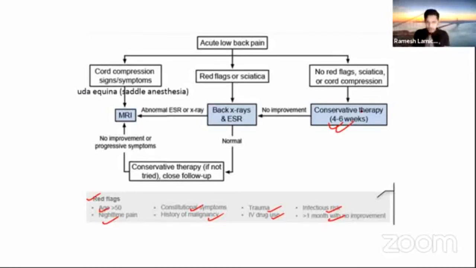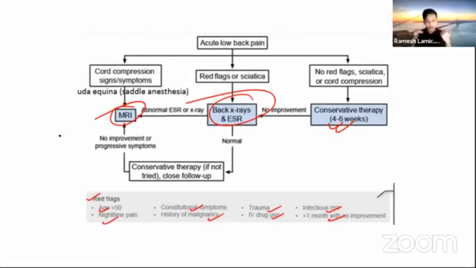So if the patient complains of any of these red flag signs, or the patient complains of the shooting sensation, in that case we'll do a back X-ray and the erythrocyte sedimentation rate. If this X-ray and ESR are normal, we go for conservative therapy, and if the X-ray and the ESR are abnormal, we go for MRI. So ultimately, we have to do the MRI. The investigation of choice is MRI.